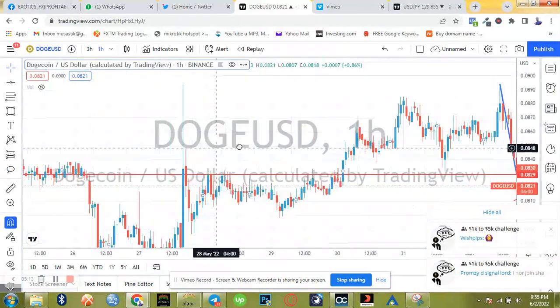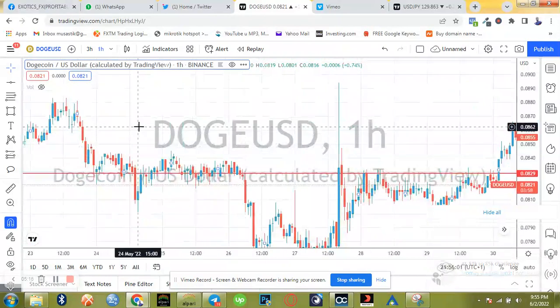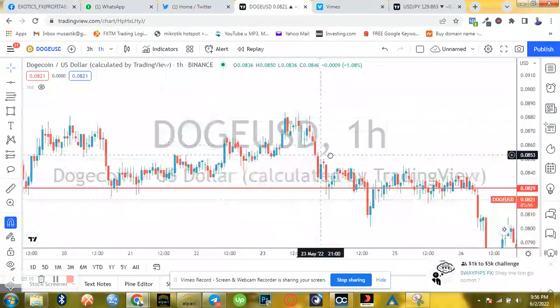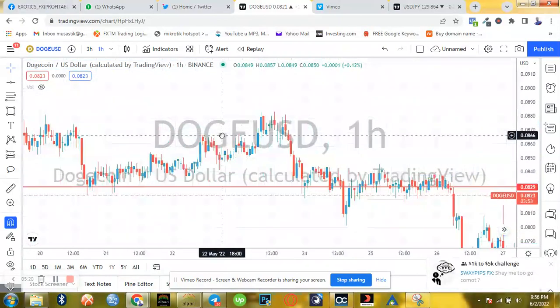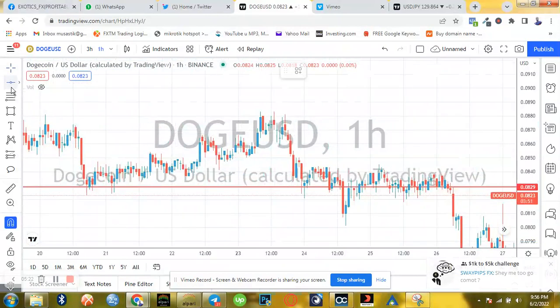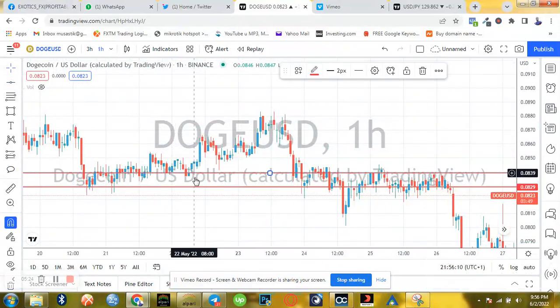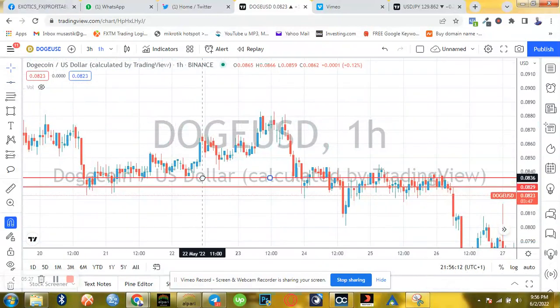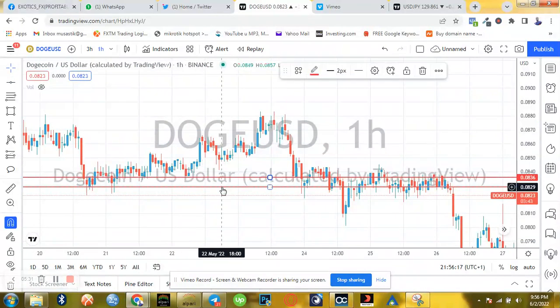Then let me go down and see if there is any reversal pattern. So I've seen a reversal pattern again. Let me put another line to mark it out. This is a bullish engulfing here. This is another pattern for trading this.